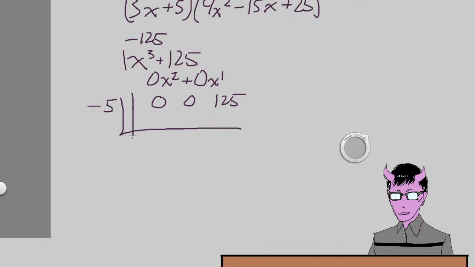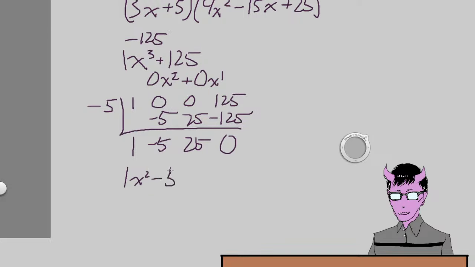So let's do that. Drop the 1, product, summation, product. Negative times negative gives us positive, summate, product. Negative times positive, of course, is what we calculated. Gives us negative 125. This is what we wanted, 0. This is what we wanted to produce, but this is the thing that we actually cared about. This is the coefficient for x squared, coefficient x power 1, and then this is just a constant.